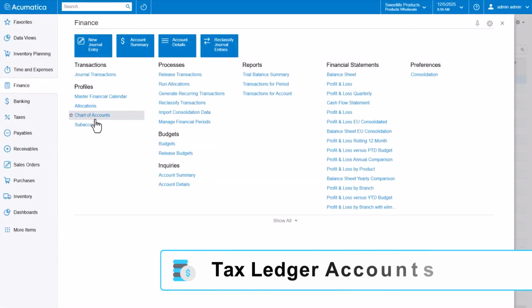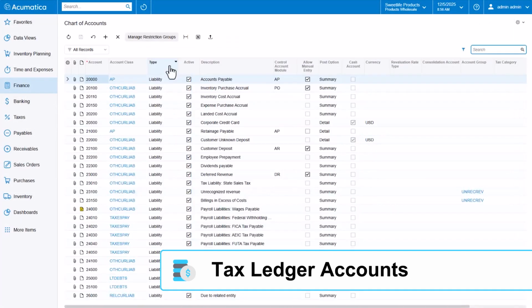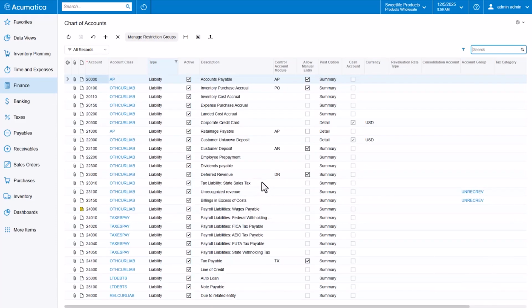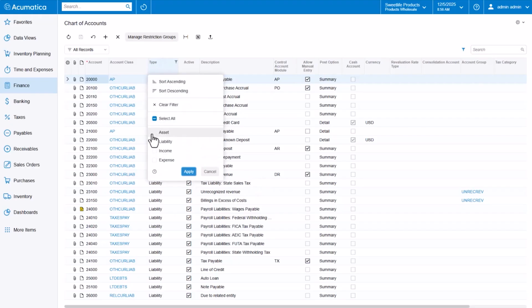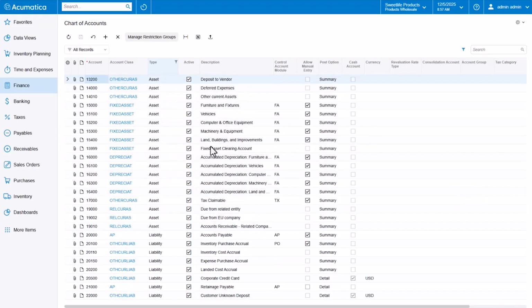Acumatica's seamless integration with the General Ledger delivers complete financial control, accurate tax management, real-time visibility into tax balances, and simplifies reconciliation. Configure liability and expense accounts effortlessly to track taxes payable, input taxes, and direct payments with precision.